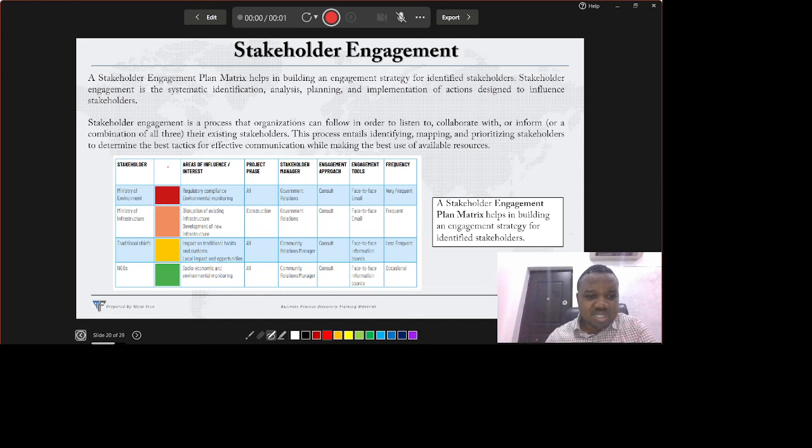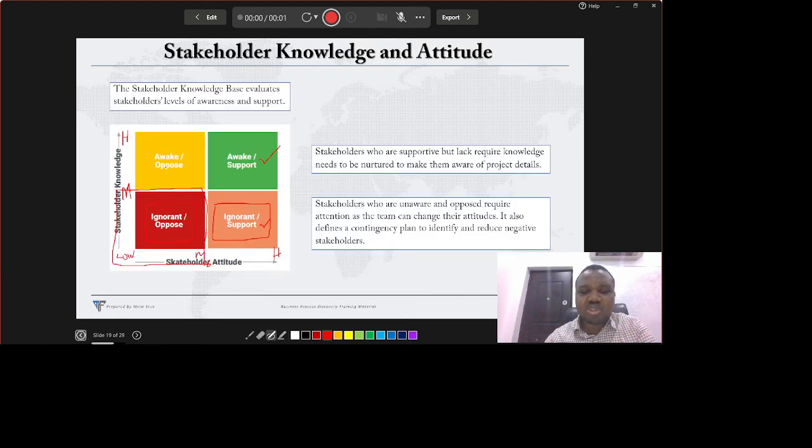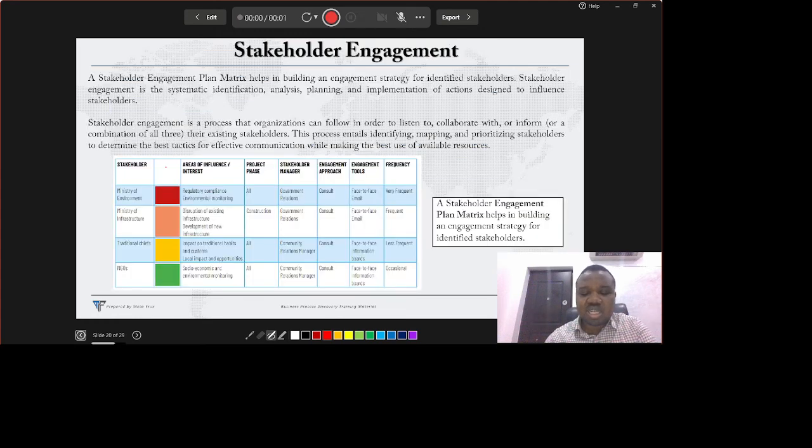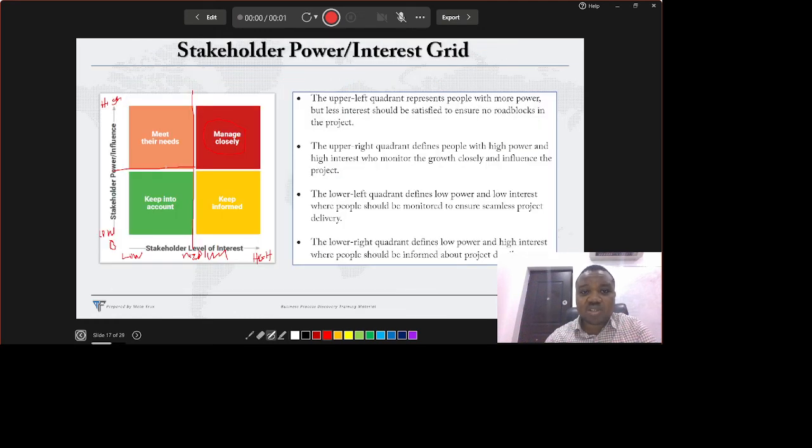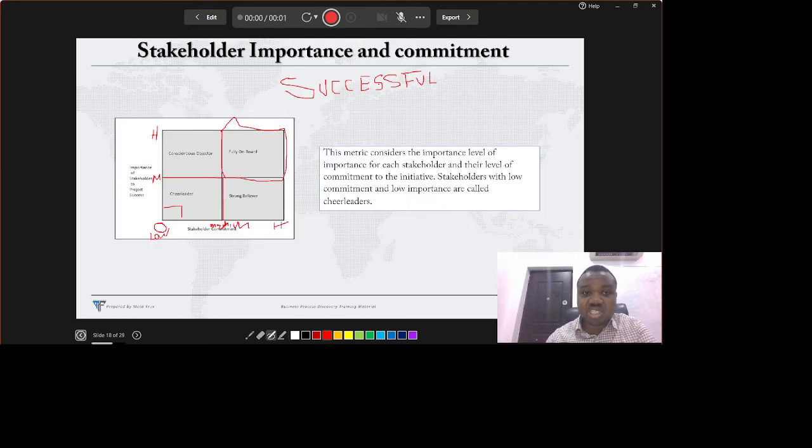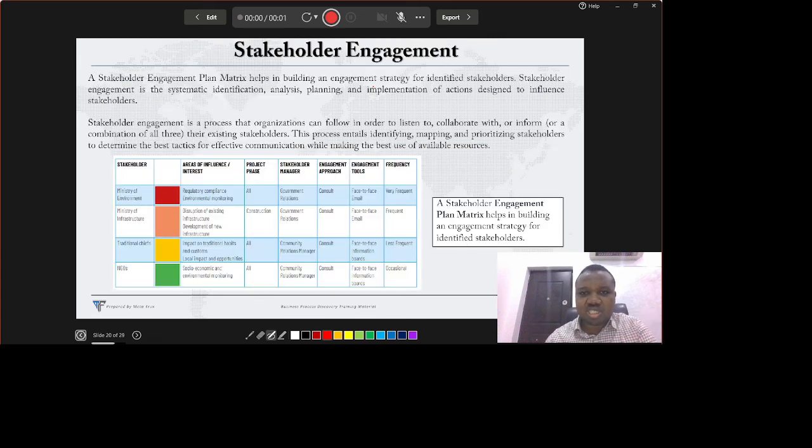So what these indicators mean is that while you are building your engagement plan matrix, you can choose to build it across knowledge or using any of these. For example, as I'm identifying these stakeholders, I can equally identify them alongside their power and interest grid or their knowledge and attitude basis. So you can just use an indicator, like the power and interest grid.